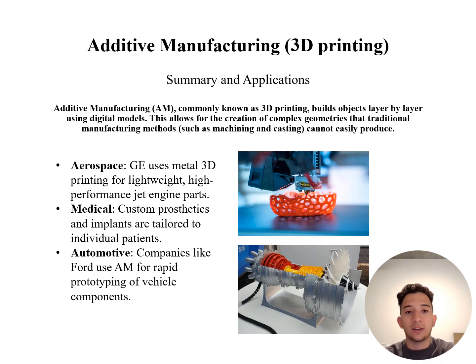The second is additive manufacturing or 3D printing. It builds objects layer by layer using digital models, typically plastics as well. This allows for creation of complex geometries that traditional manufacturing methods find really difficult to produce or even impossible in some cases. So its use cases in aerospace, GE uses it. They actually do metal 3D printing. In the medical industry, they custom print prosthetics and implants or even skin grafts, customized for individual patients. In the automotive industry, companies like Ford use it for rapid prototyping of vehicle components so that they can test a component before they actually shell out more money to test it in the field.